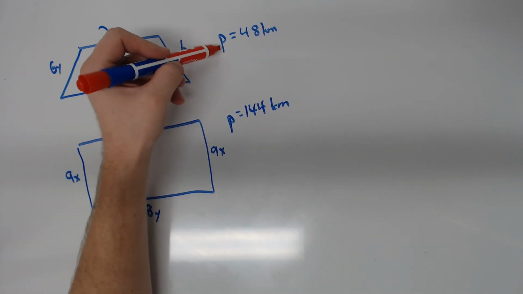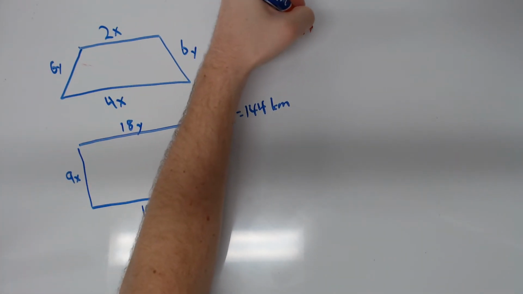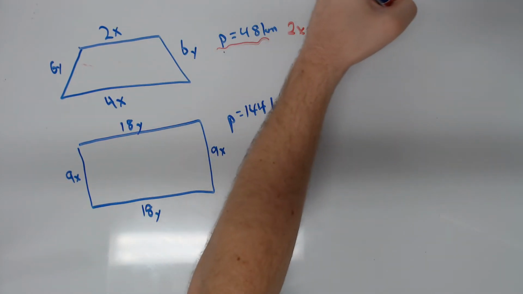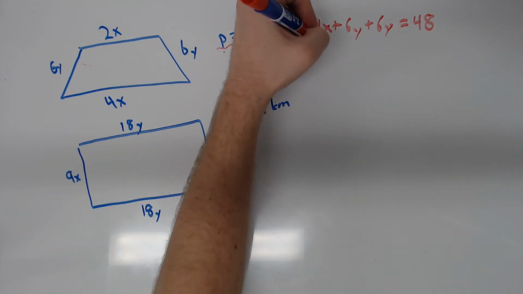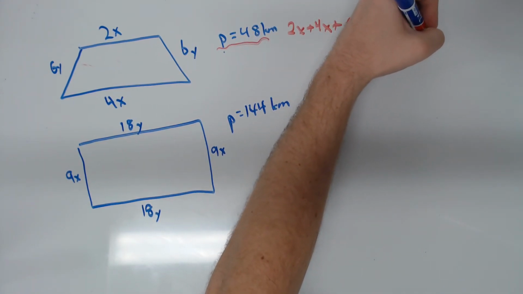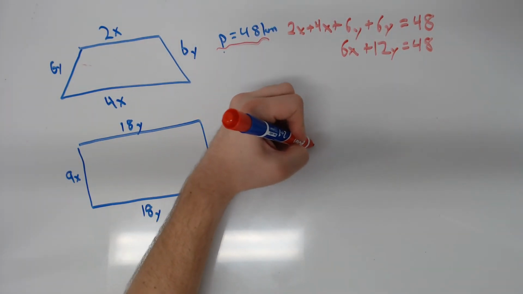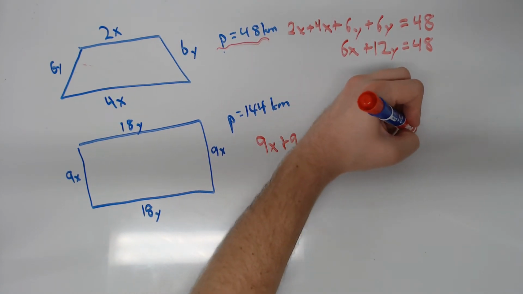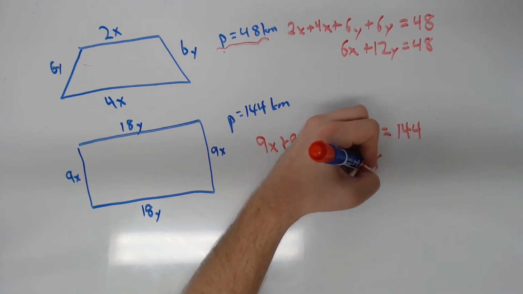So perimeter just means adding up all the sides. So this means 2x plus 4x plus 6y plus 6y. Those are all four sides. Should add up to 48 kilometers. Combine like terms, that's 6x plus 12y equals 48. For the rectangle, 9x plus 9x plus 18y plus 18y. That's all four sides added together, equals 144 kilometers. Combine like terms, that's 18x plus 36y.